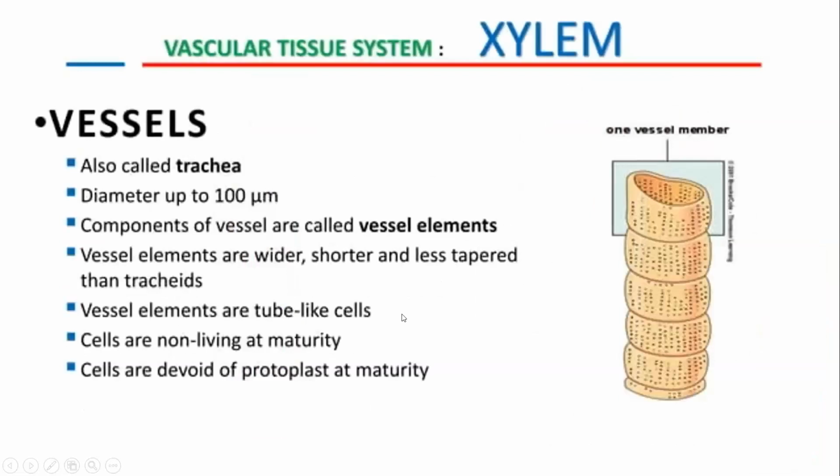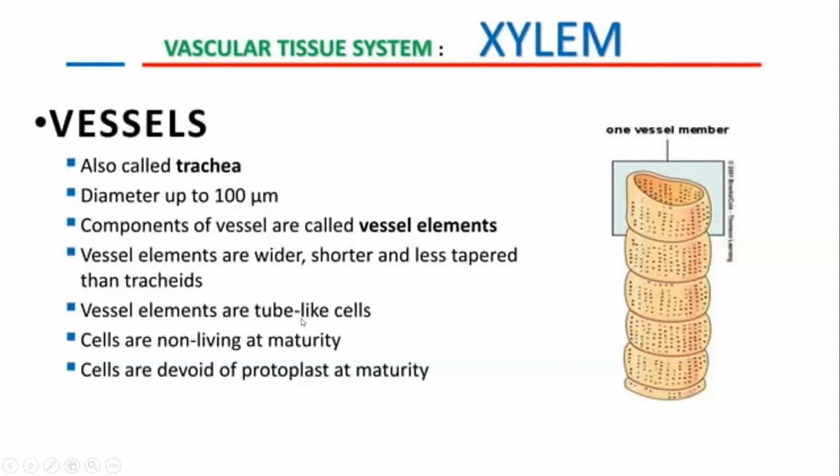The next one is the vessels. They are also known as the trachea. The diameter is up to 100 micrometers. The components of vessels are generally called vessel elements, and each one is called a vessel member or vessel element. Vessel elements are wider, shorter, and less tapered than the tracheids. This is one vessel element.